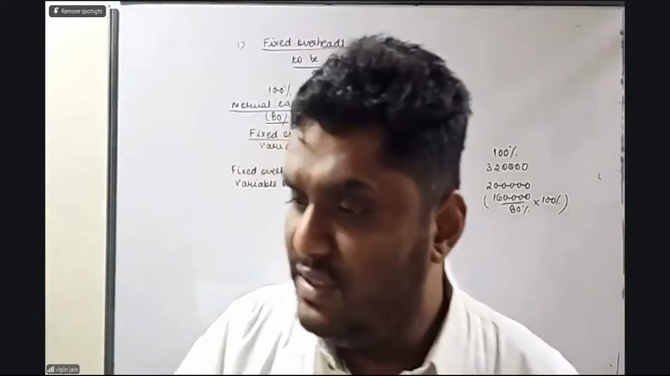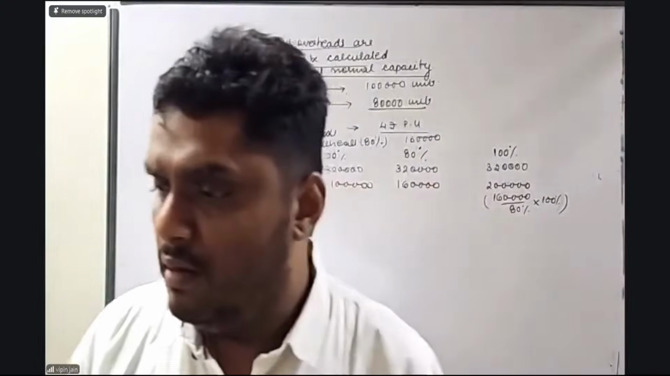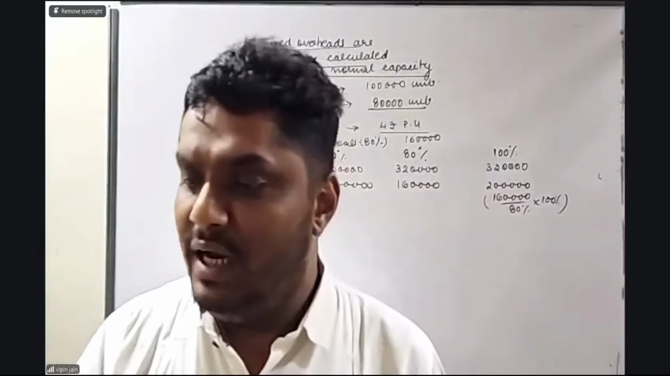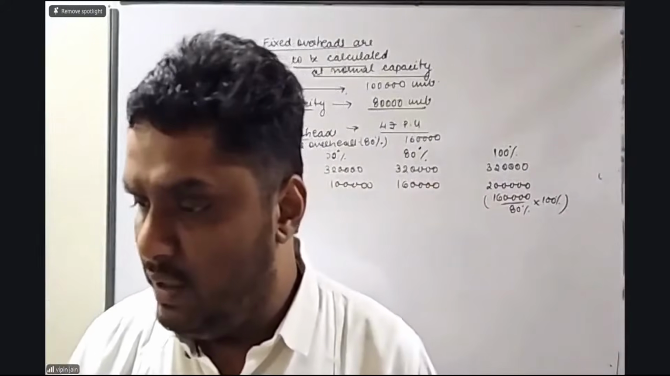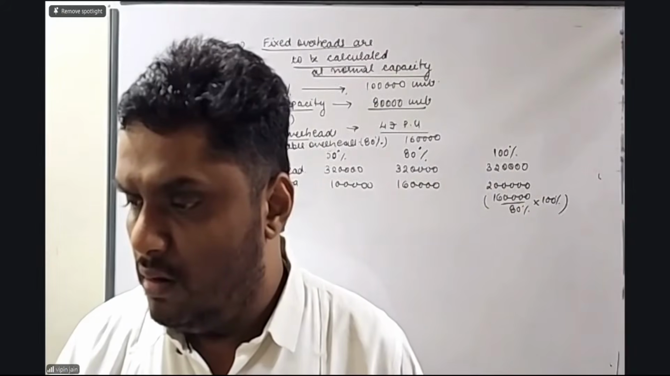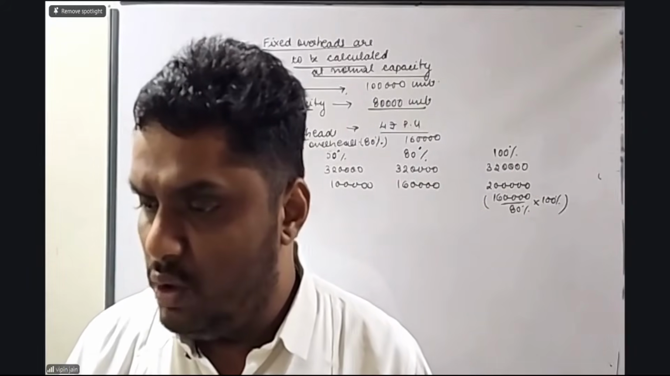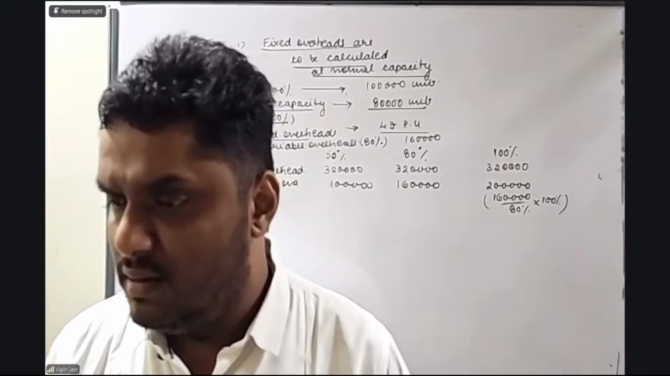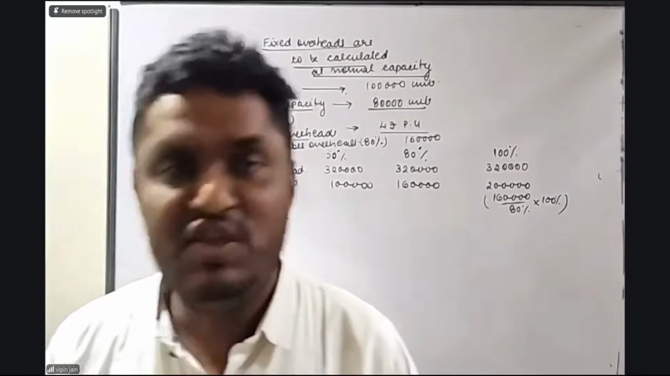At normal capacity, Navneet, my language is very clear that fixed overhead is always calculated at normal capacity. Anyone else with any doubts or queries? Yes, I'm done with this explanation now.